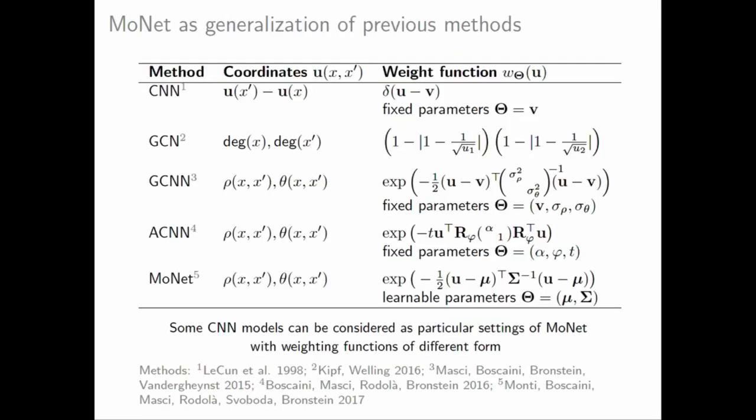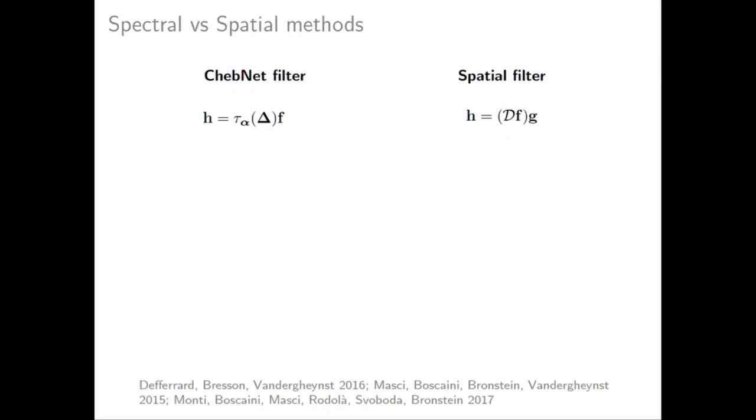Okay, now you can actually show that with this construction you can generalize a lot of previous approaches, including the classical convolutional neural networks, but also many other convolutional neural network architectures that were proposed for triangular meshes and general graphs. What is also nice, you can see the spectral methods, in particular the Chebyshev network, as a particular case of this patch operator.